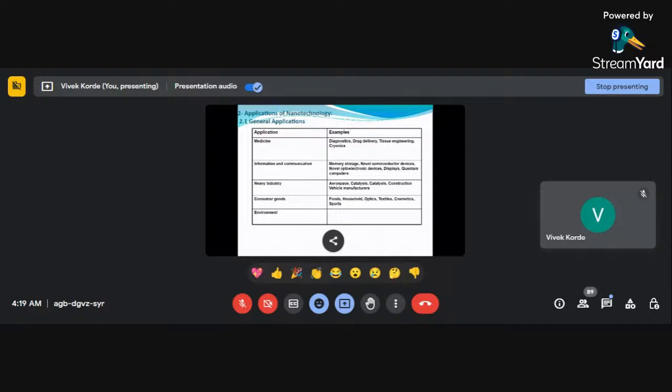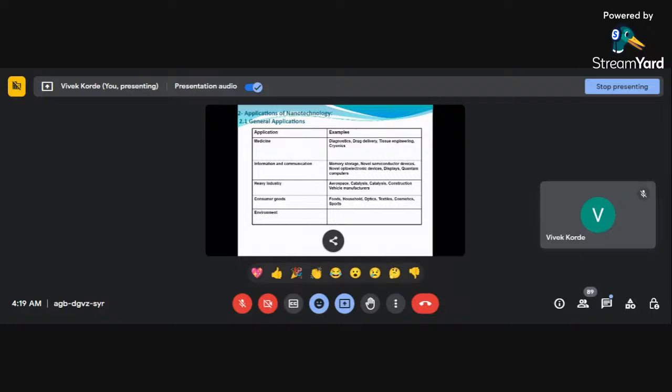Then heavy industry, aerospace, catalysis, construction, and vehicle manufacturers are also using some nanomaterials to improve their functioning in their field. Then consumer goods. In consumer goods also, foods, household, optics, textile, cosmetics, sports are also equipped with various physical properties with the materials that are available in nano form or nanomaterials.